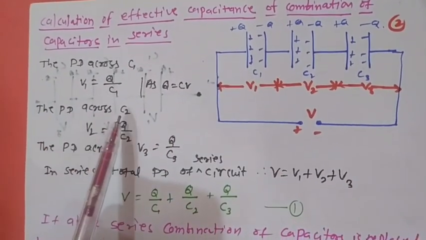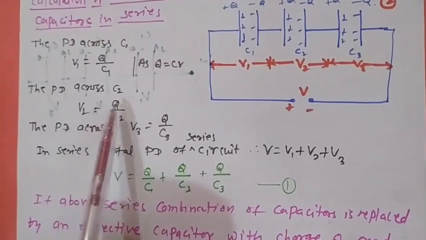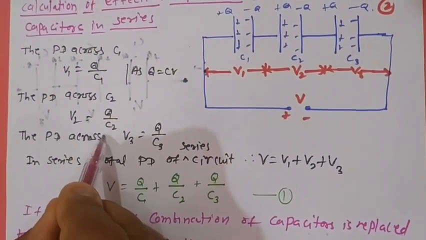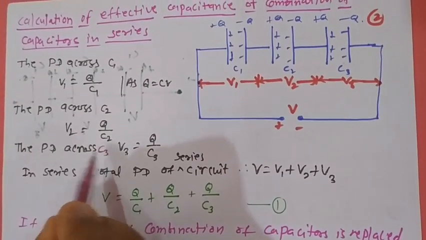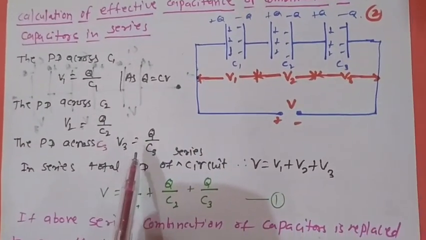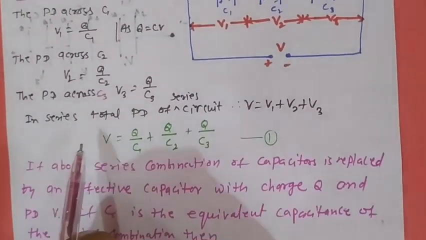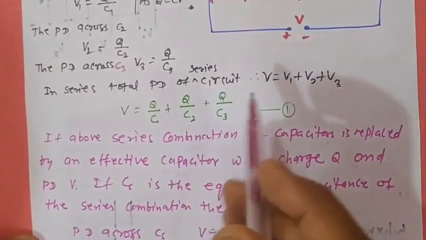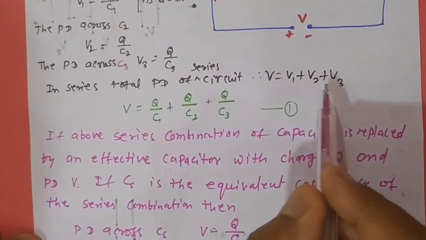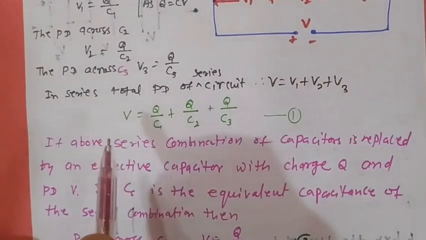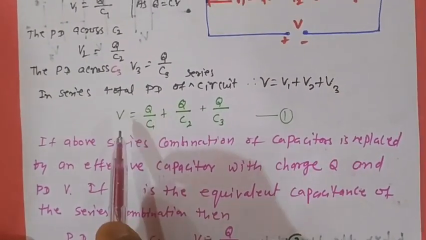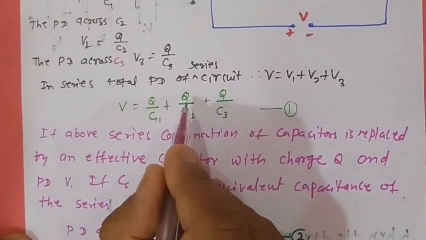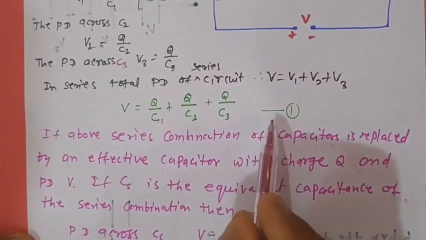The potential difference across C2, V2, equals Q upon C2. The potential difference across C3 is V3 equals Q upon C3. In series, the total potential difference of the series circuit is V equals V1 plus V2 plus V3. We substitute the values of V1, V2 and V3. We get V equals Q upon C1 plus Q upon C2 plus Q upon C3.